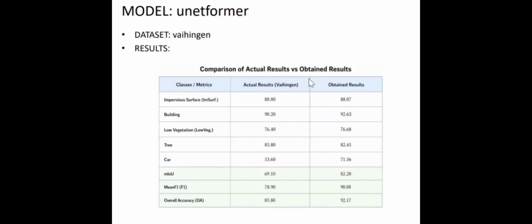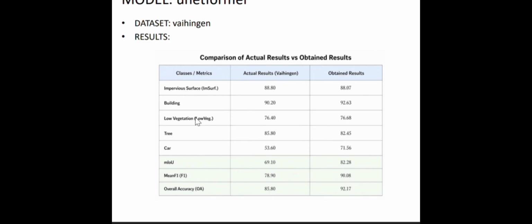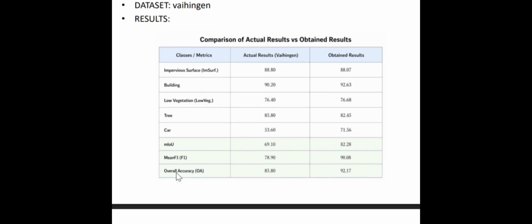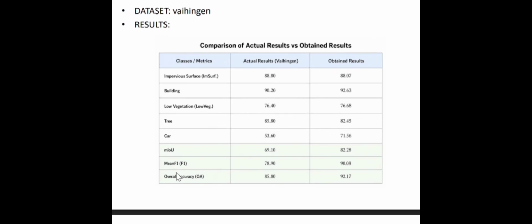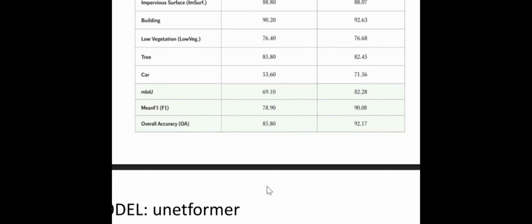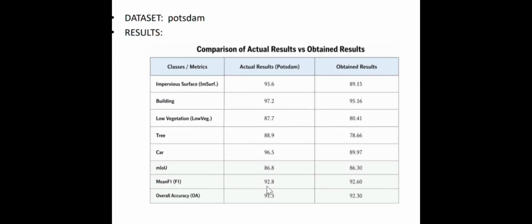These are the results after training on the two data sets, that is Vaihingen and Potsdam. These are the labels: impervious surface, building, low vegetation, trees, and cars. This is the metric MIOU, which measures the overlap between the predicted and the ground truth labels. This is F1, the harmonic mean of the precision and the recall. Overall accuracy considers the pixels irrespective of their class labels. This is how we got 92.17, 85.8. And coming to the Potsdam dataset, these are the results.